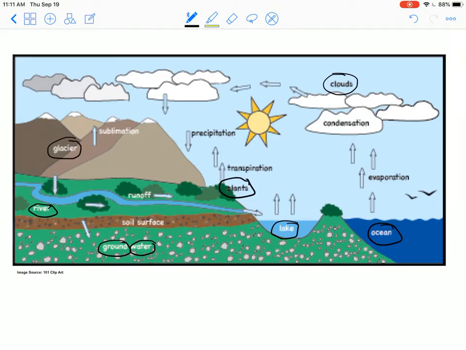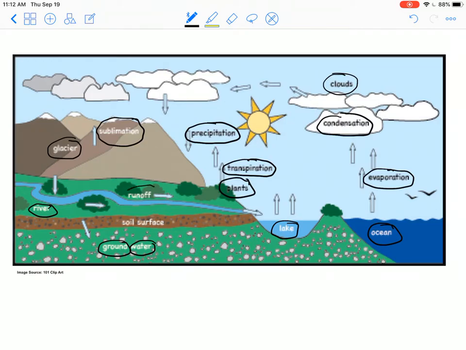But there are some big words here that you may not know, like sublimation, precipitation, transpiration, condensation, evaporation. Those are the words that we need to make sure we know. Runoff, soil surface. So we sort of have a mix here of words that we do know and words that we may not know, but we're going to break them down.